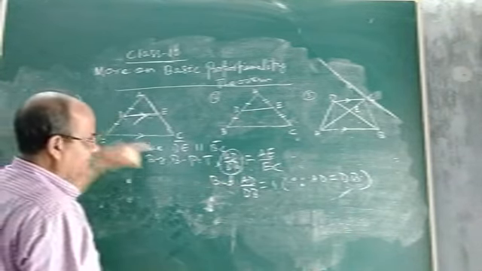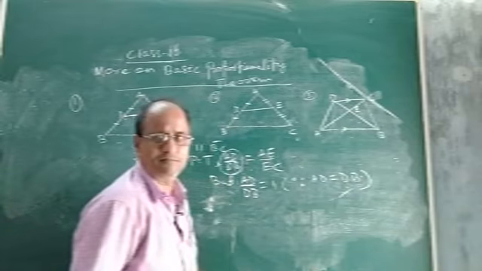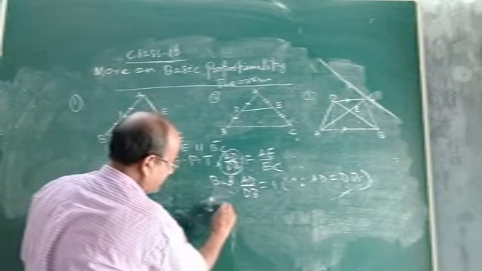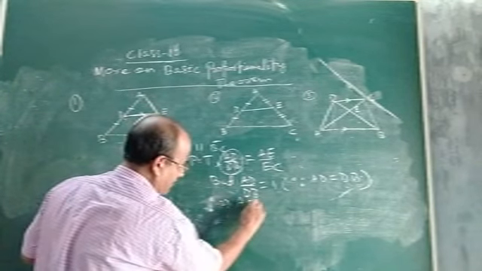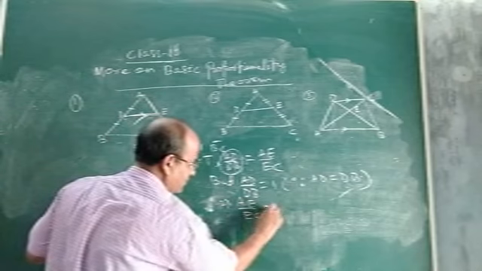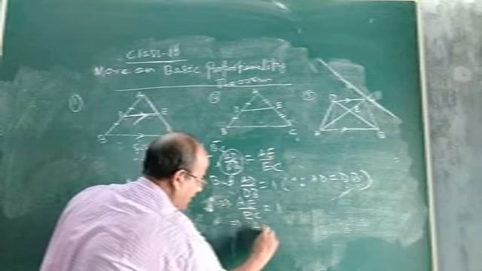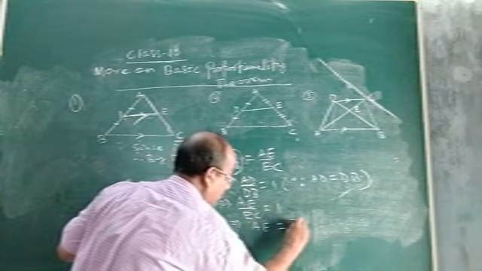Since AD equals DB, the ratio of AD and DB will be 1. Now you put this value here. This implies AE by EC will be equal to 1. Putting this value here, so what will be AE? That means AE will be equal to EC.